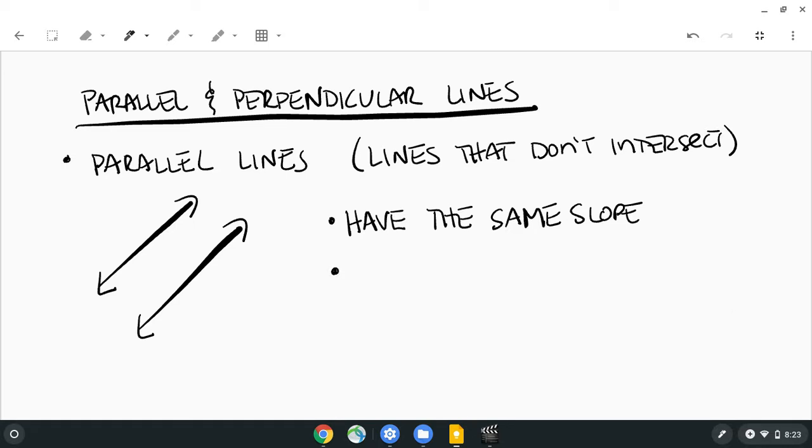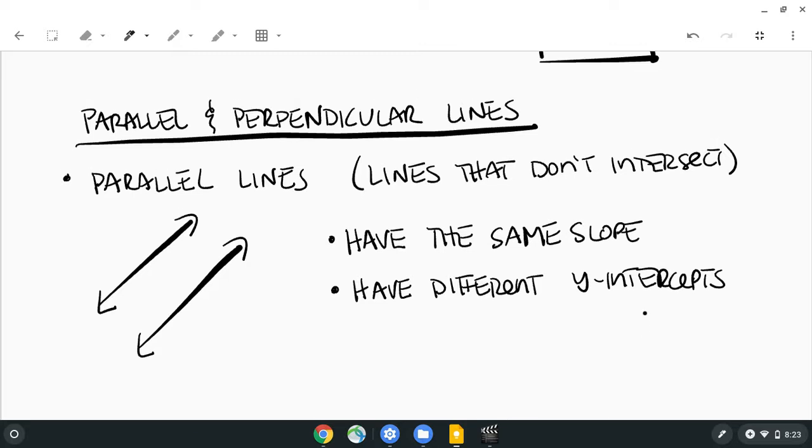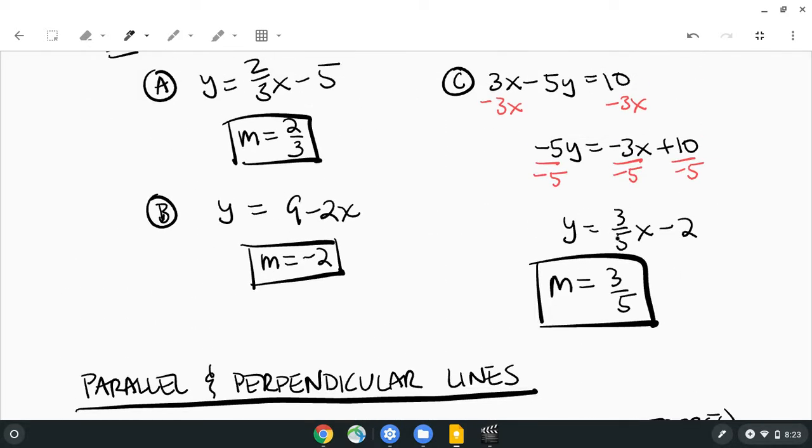but they have different y-intercepts. Because if they have the same one, then they're the same line, right? Okay, so they have to have different y-intercepts. So when you have it written like this, the slope has to be the same, but the b value, this number, has to be different between the two equations.